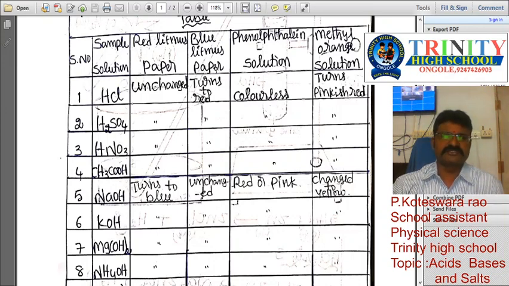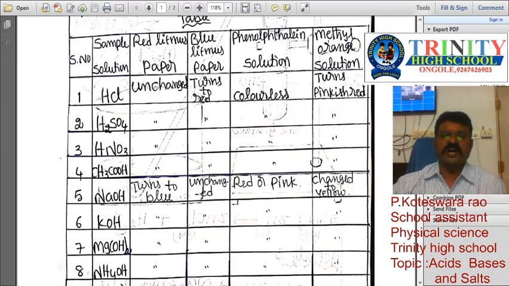What is the blue litmus color in basic medium? No color. What is the phenolphthalein solution color in basic medium? Pink. What is the methyl orange solution color in basic medium? Yellow. So this type of question is frequently asked. So take care while reading this activity. It is a very important 4 marks concept.